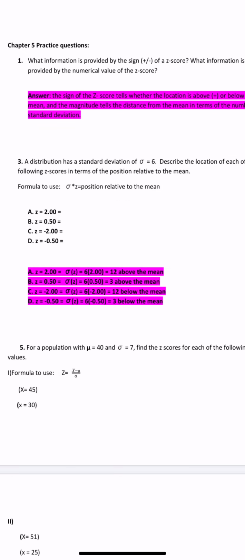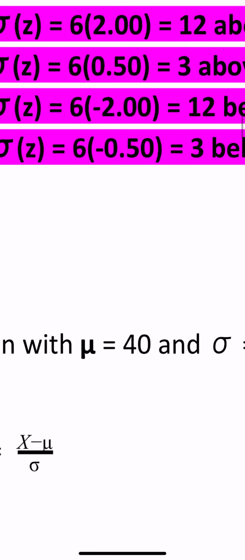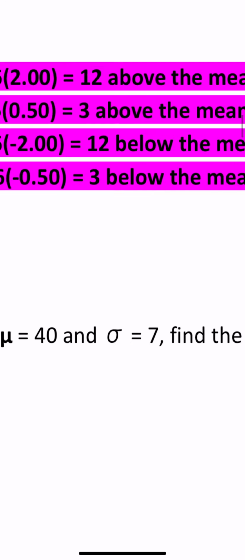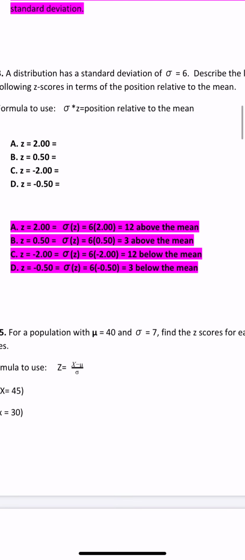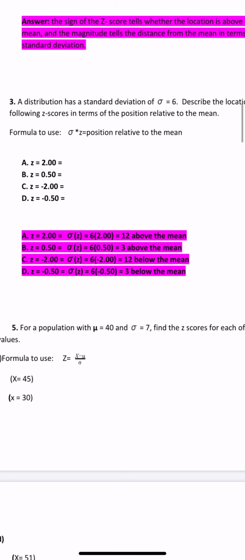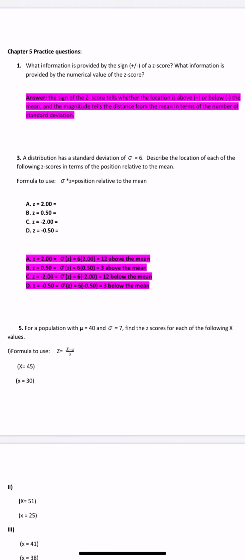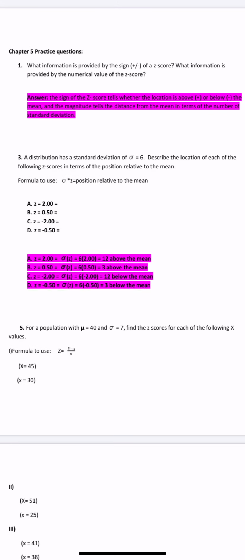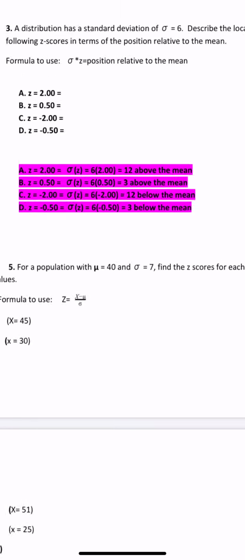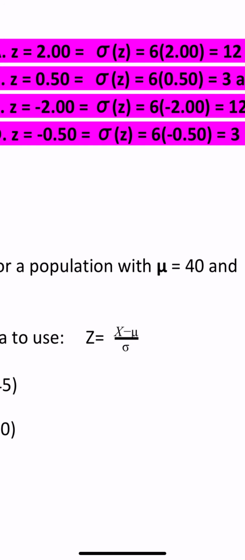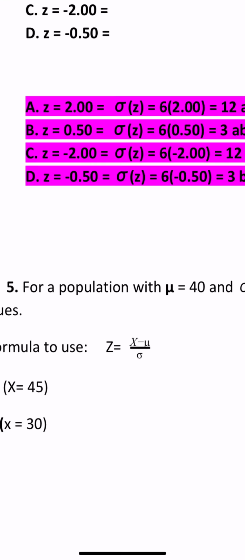Next question. For a population with mu, or the mean of a population, that's all this symbol means. The symbol means the mean of a population. And this symbol means the standard deviation of a population. So for a population with mu equals 40 and standard deviation equals 7, find the z-scores for each of the following x values. So use the formula z equals x minus mu over standard deviation. This is the z-score formula.